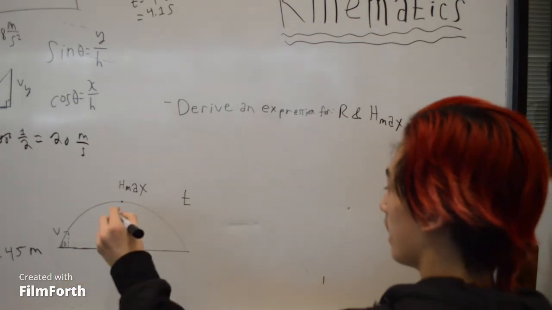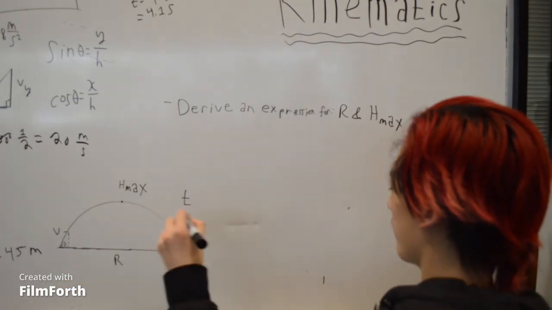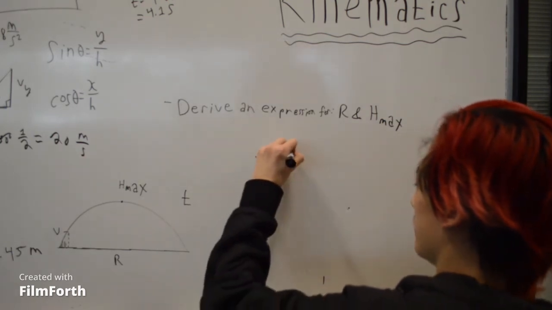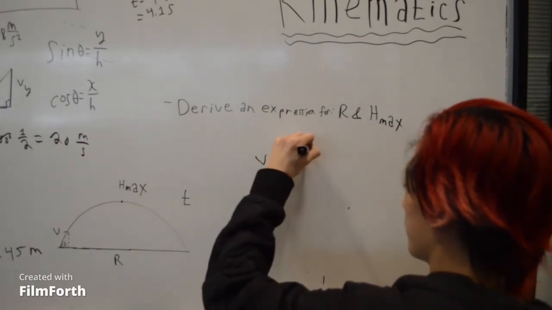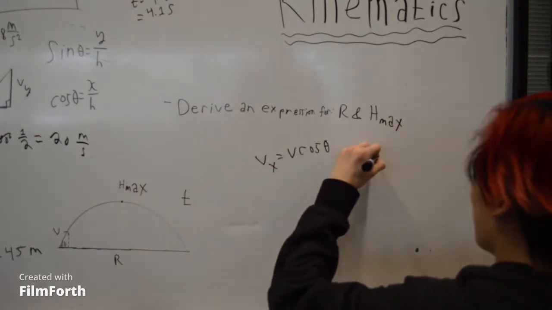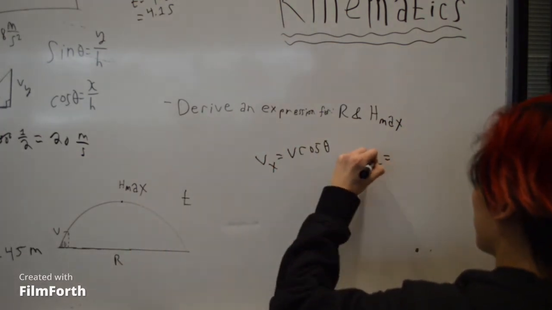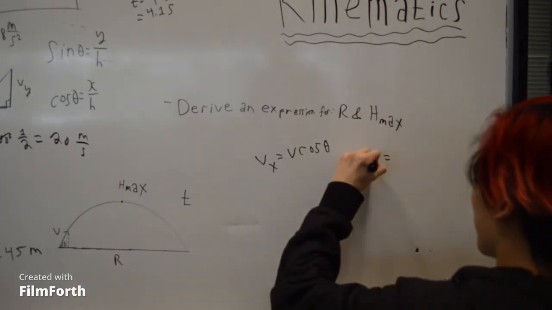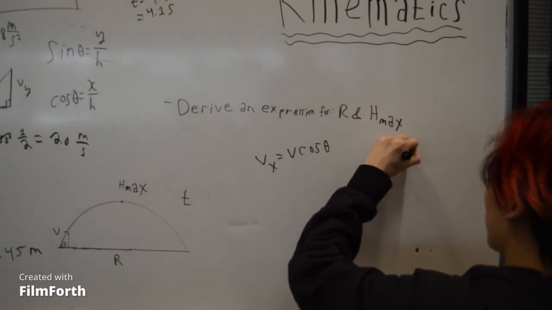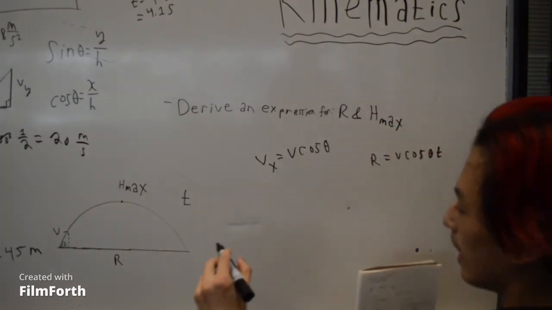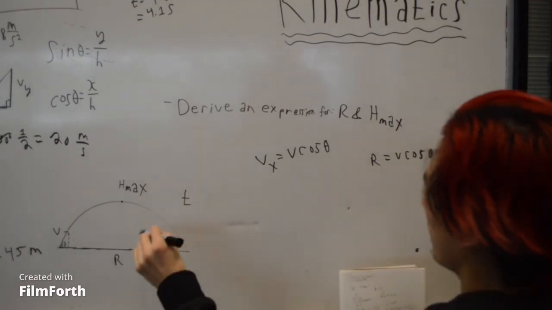Therefore, Vx, or horizontal velocity, will then equal v multiplied by cosine theta. And then the range equals the horizontal velocity multiplied by the time. Therefore, our range will be v cos theta times t. And now we want to, how will we go about now?